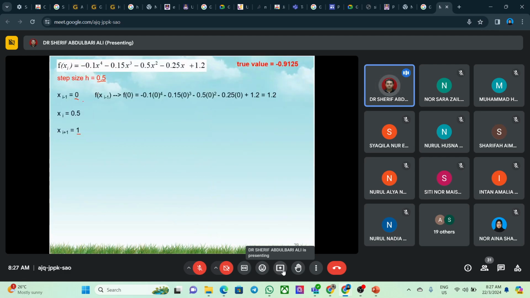So when x is equal to 0, I'm going to put zeros in all the x's here. When all the x's are equal to 0, the function will be equal to 1.2. Now I want to see what this function is going to be when x is equal to 0.5. So I will replace all the x's with 0.5 to see what the function returns. The answer is 0.925. And when x is equal to 1, this function will be equal to 0.2.